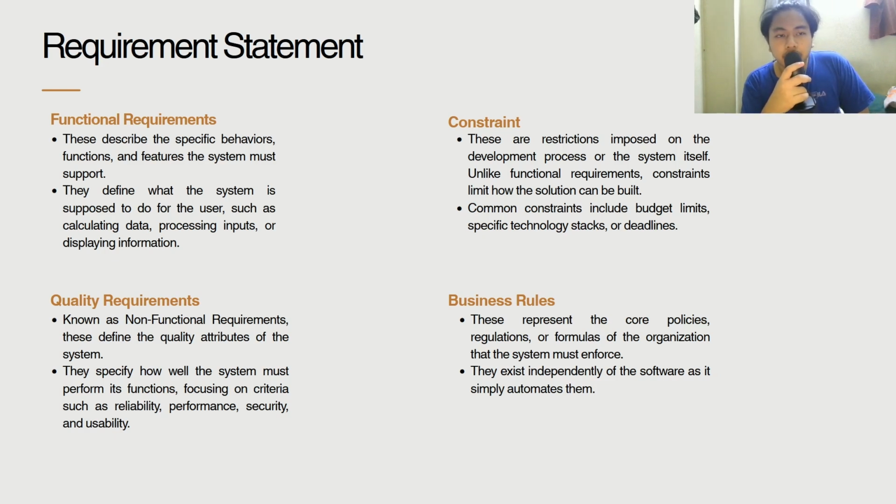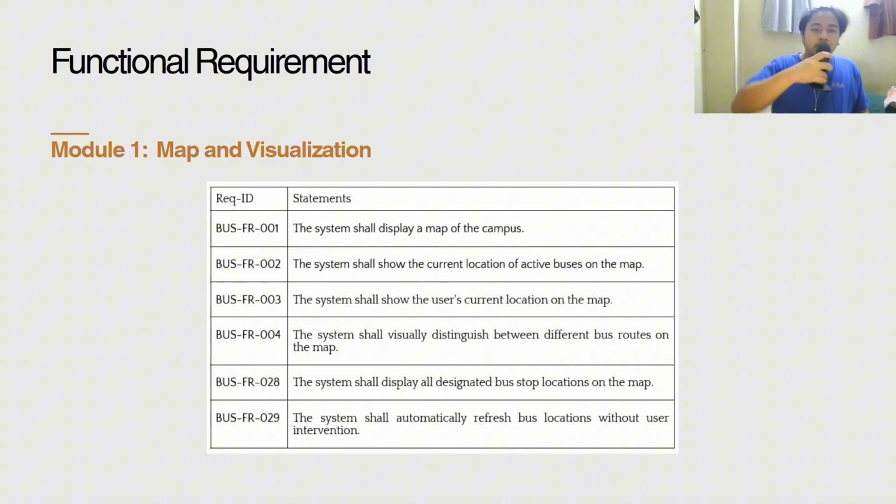So I'm going to discuss regarding requirement statement. There are 4 of them. For functional requirement, the first module is about map and visualization. Mostly this requirement is about the map interface and what needs to be displayed on the map, on the UI. Such as the map itself, the current location of active buses, the user, and the designated bus stop location and different bus routes, and also the system must refresh the bus location for the user.